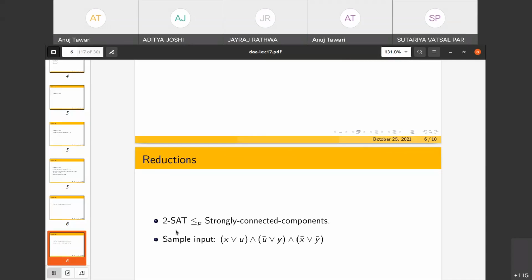So how should we do this reduction? From a 2-SAT instance, I have this formula given to you: x or u, u bar or y, x bar or y bar. I want to construct some graph. So what do you suggest?